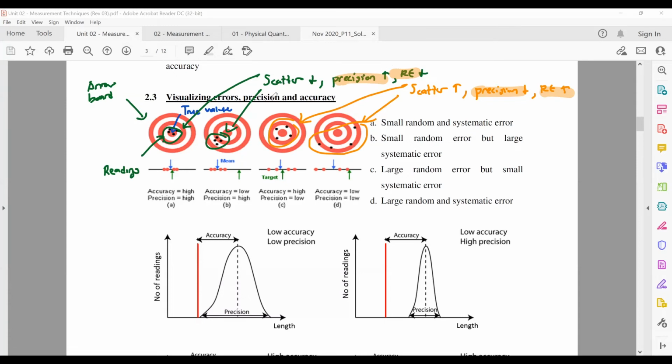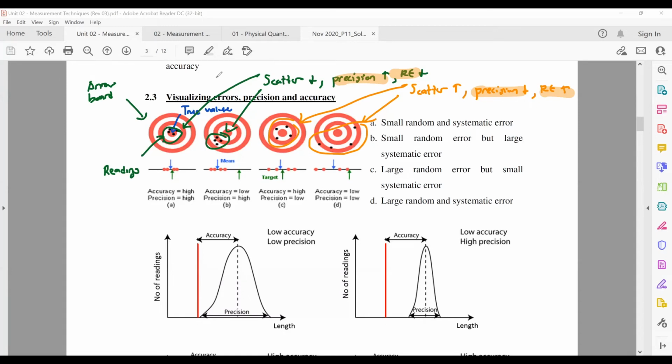Next, you look at how close the readings are to your true value, to the middle part of the board. Okay, now before that, you can try to guess where the mean value of all your readings here is.